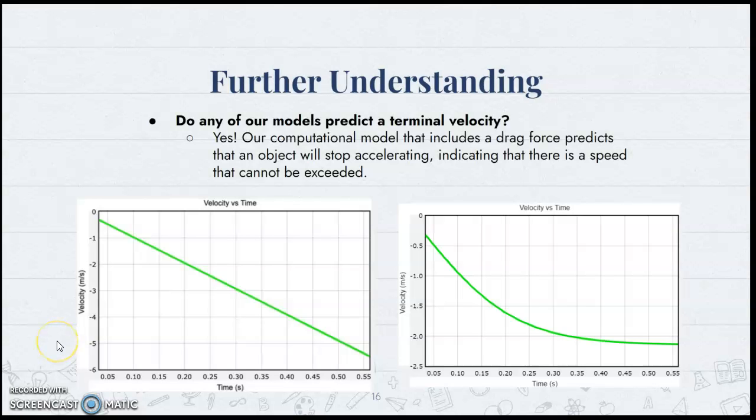So now we ask ourselves, do any of our models predict a terminal velocity? And the answer is yes. Our computational model that includes the drag force shows deceleration, which indicates that there is a speed that cannot be exceeded, which is our terminal velocity.